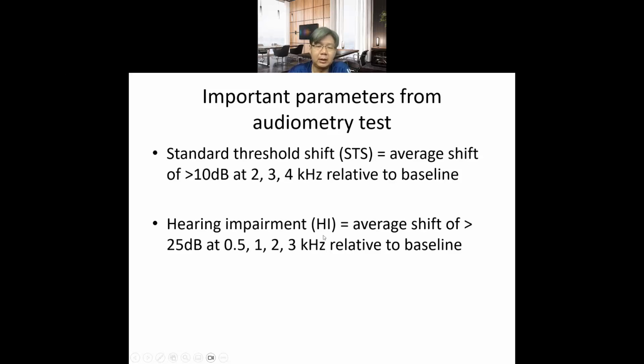Hearing impairment we do notify. Hearing impairment, how do we calculate? We take 0.5, 1, 2, 3 kilohertz and average it out. If it's more than 25, then we say that this person has a hearing impairment.